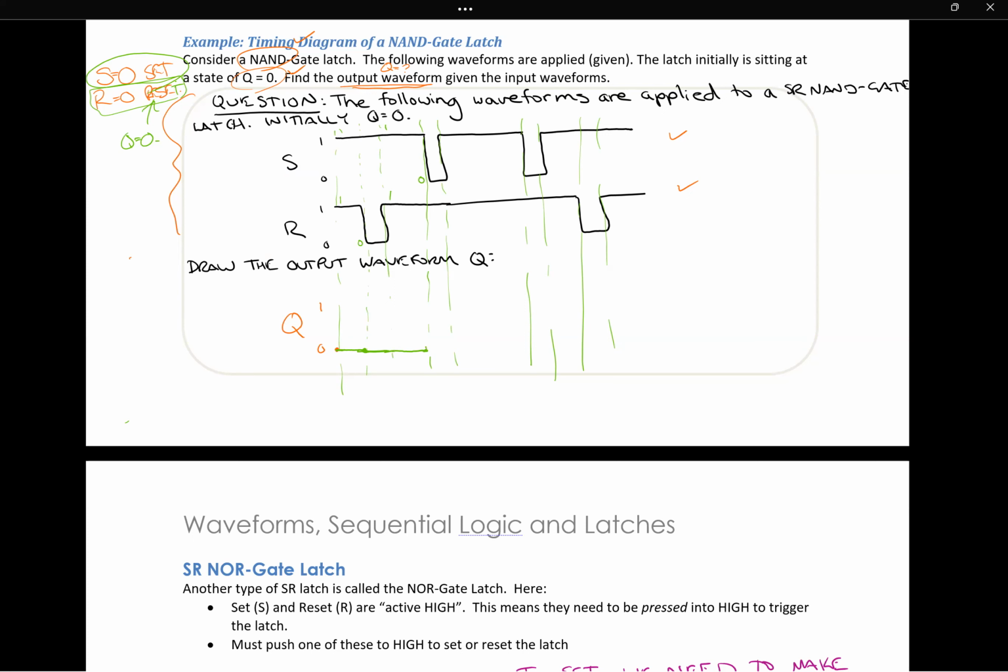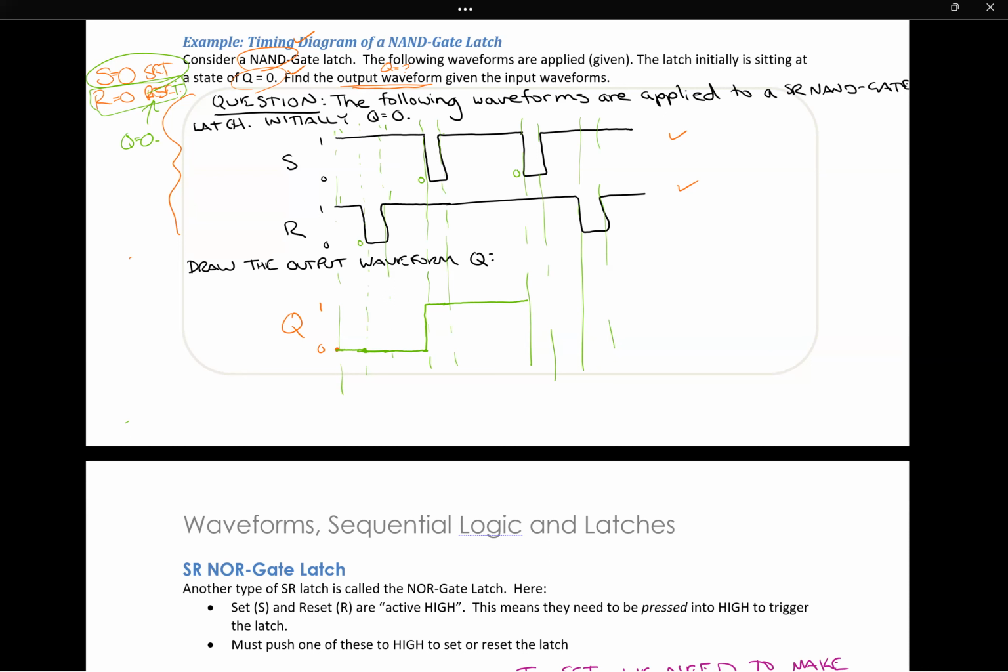We drove it to set. Set means Q equals 1, so we just set that latch. Then we put S back to 1. Do I set a NAND gate latch when S equals 1? No, I hold until S is a 0. I want to set that latch.